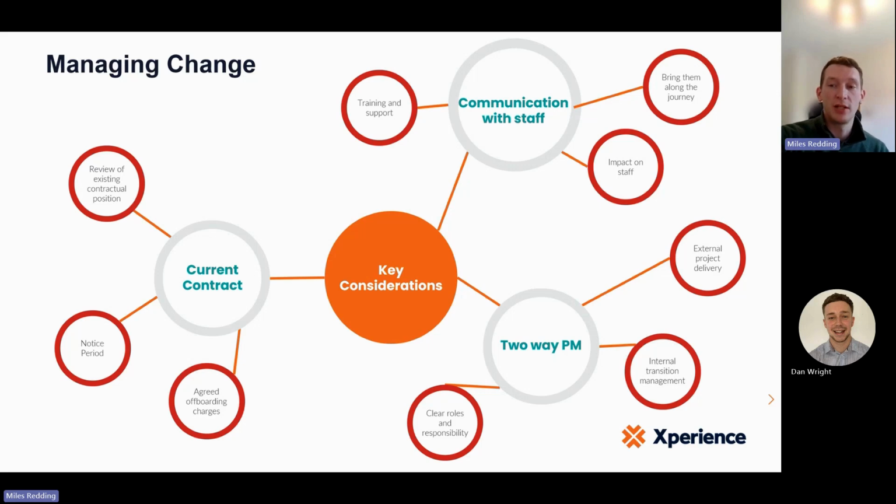Make sure you serve notice early enough that you can run that complete procurement framework. And if you're stuck, typically the incumbent will be flexible and allow you to go into monthly rolling, but you just need to have that conversation ahead of time. So understand your notice period, understand that existing contractual position and your ability to run that process, and then absolutely agree and get in writing what those offboarding charges would be. It will just avoid any ambiguity or pain and cost further down the line.